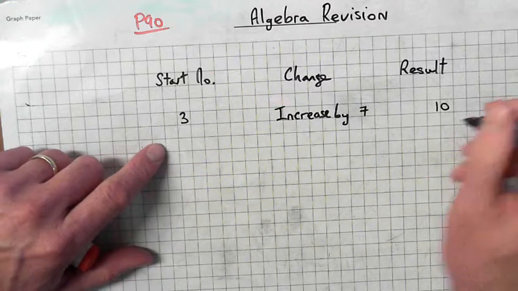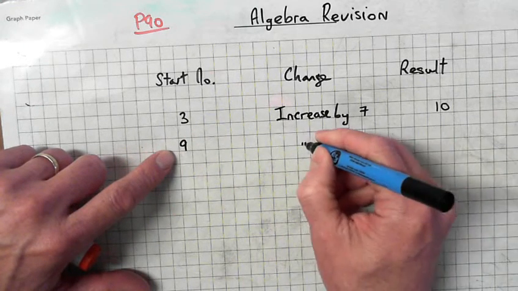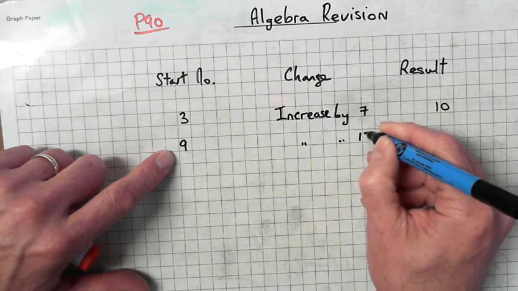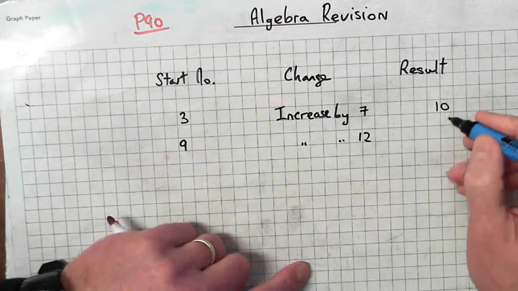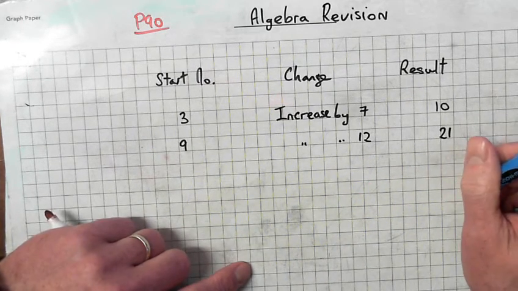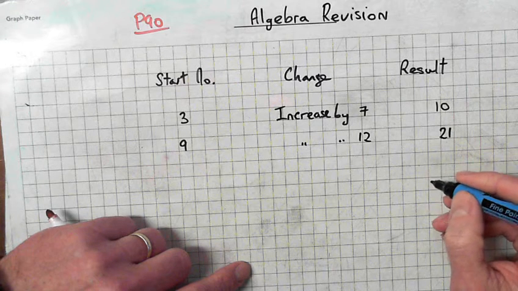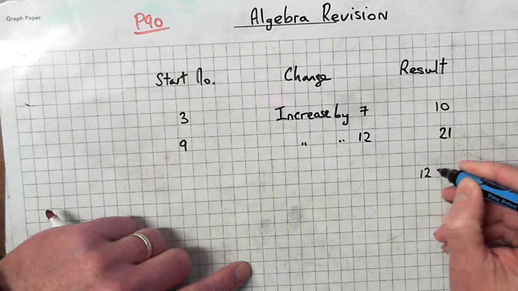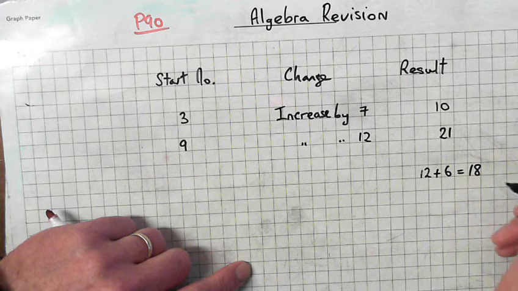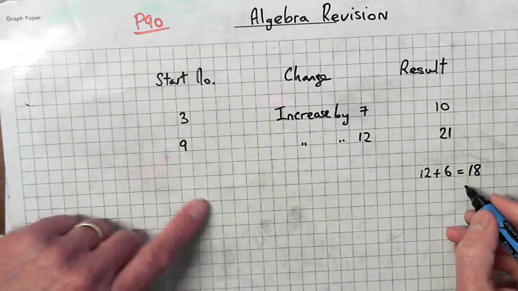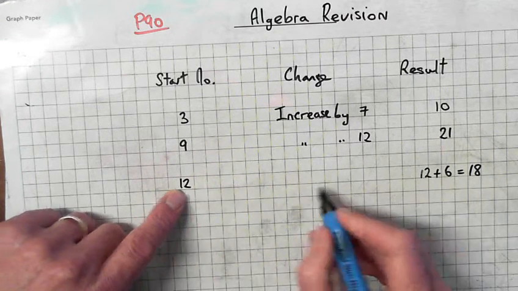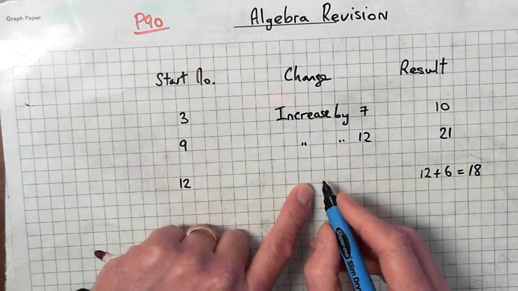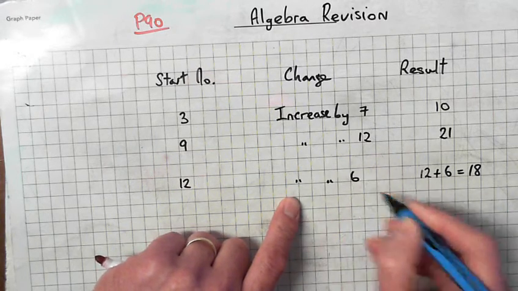10. 9, increase by 12. 9 plus 12? 21. So the next one, what if I give you 12 plus 6 is equal to 18, that's the result. Over here we have the start number, what did we increase it by? 6. So increase by 6.